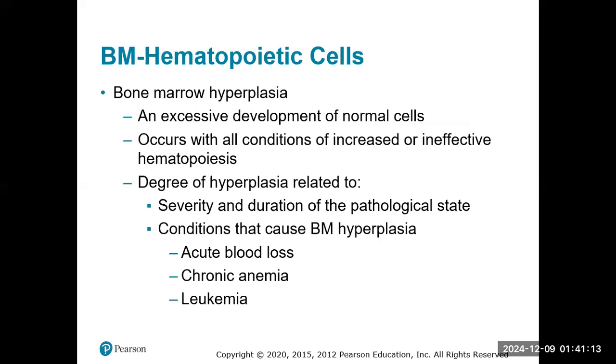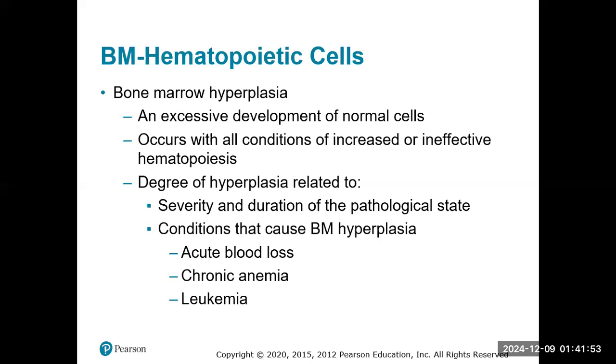So if we do a CBC or complete blood count, and we'll talk about that on Monday, you will notice the elevated either white blood cell count, red blood cell count, or platelet count, depending on what cell line is increased. So it could affect any cell line, all cell lines, one cell line, but anything that increases the hematopoietic process or where there's a problem in the hematopoietic process and it's what we call ineffective. So there's something missing or something going wrong in the process.